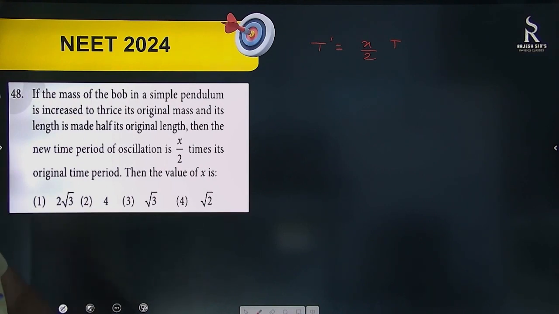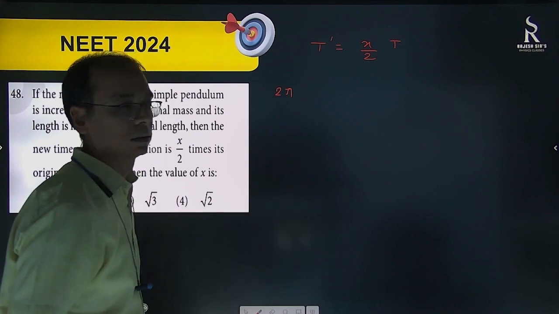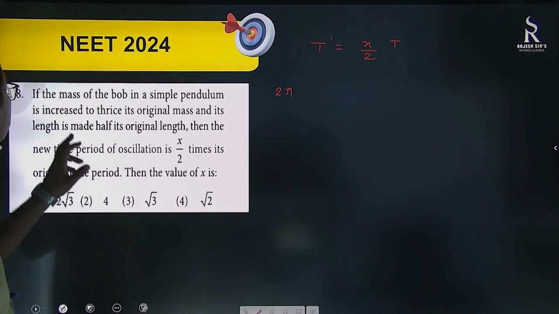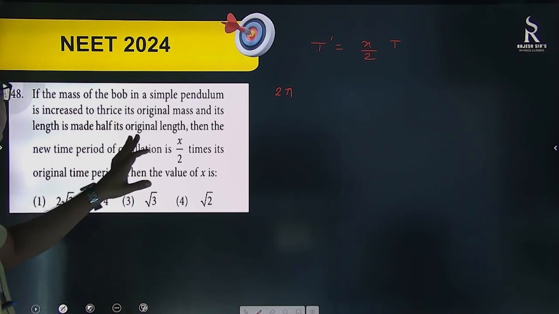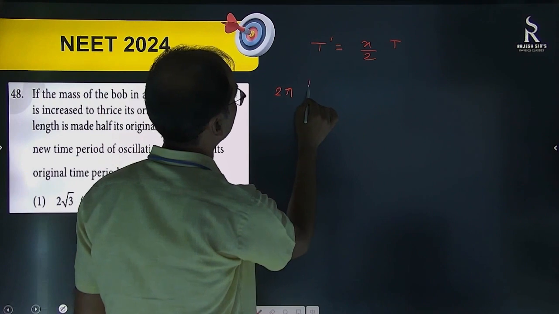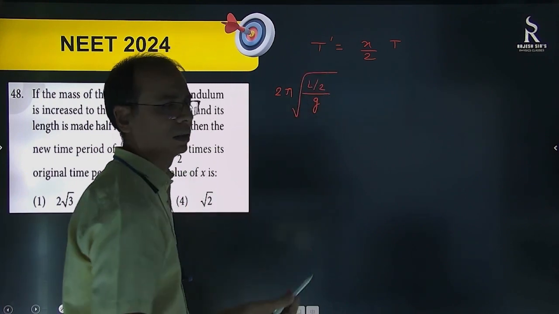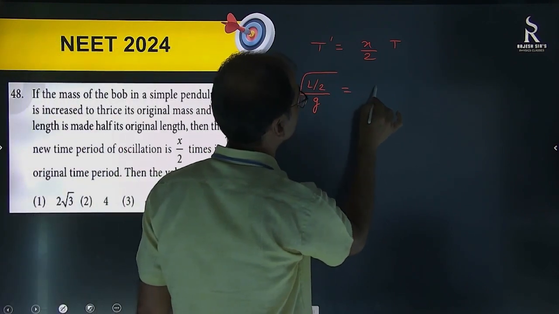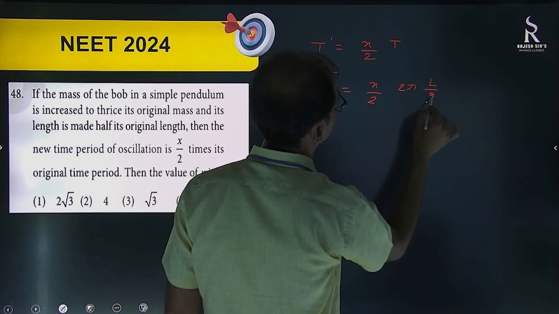Okay, let's put the value. What is T dash? 2 pi. What is the time period? 2 pi root over L by G, no? Okay, so what he says is the mass of the bob in a simple pendulum is thrice its original mass and its length is made half of the original. So T dash is 2 pi root over L by 2 by G. Mass is anyway here. Nothing to do with mass. So they are making us fool here, right? T dash is x by 2 into 2 pi root over L by G.